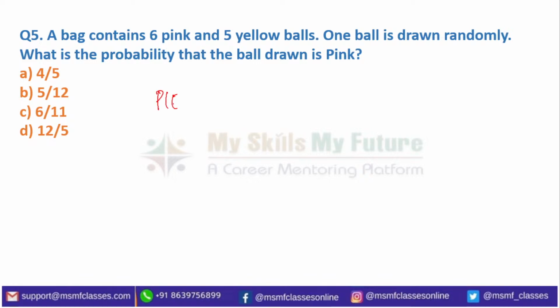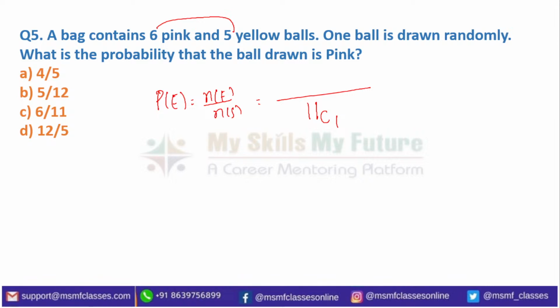Probability is nothing but P of E equals N of E by N of S, where N of E is the event of occurring one pink ball, and N of S represents the total sample space. The total sample space is nothing but the number of pink and yellow balls, 6 plus 5, which is 11. We are drawing one ball, that's why I am taking 11C1.